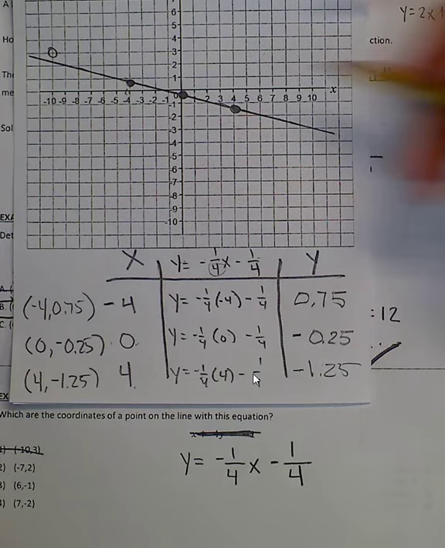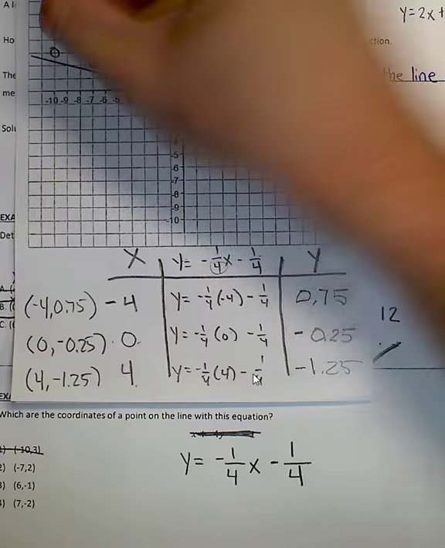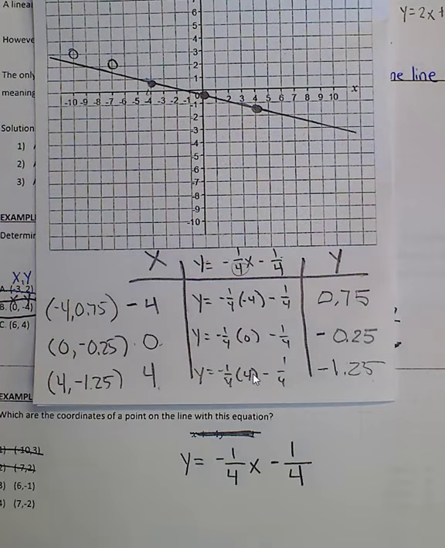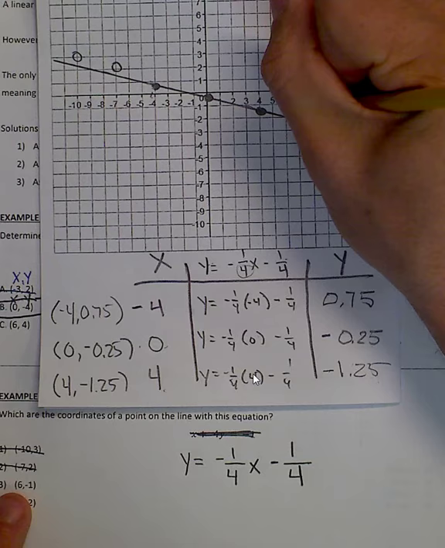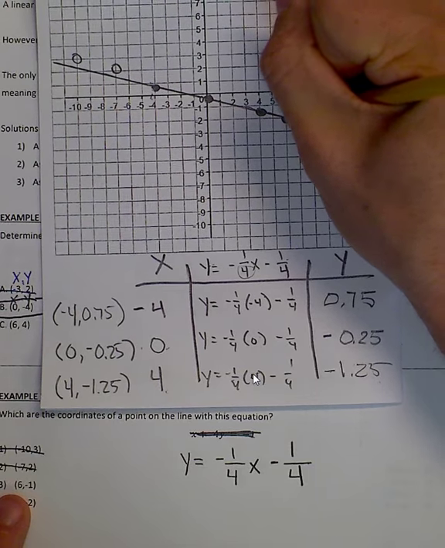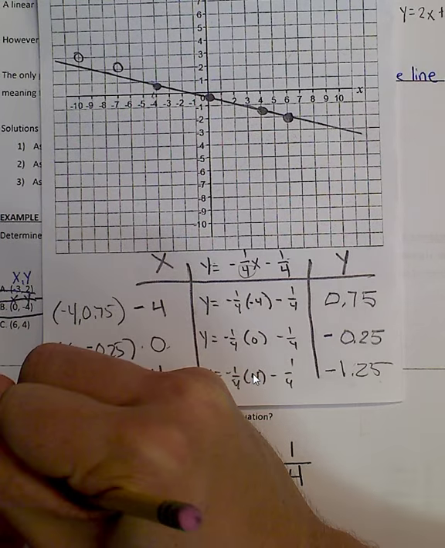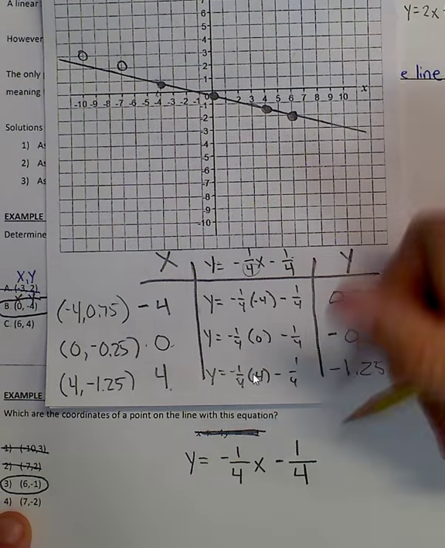Negative 7 comma 2 is not on the line. It's close, but it's not quite there. So it is not a solution. Negative 6 comma 1 is exactly on the line, which means negative 6 comma 1 is a solution to this equation.